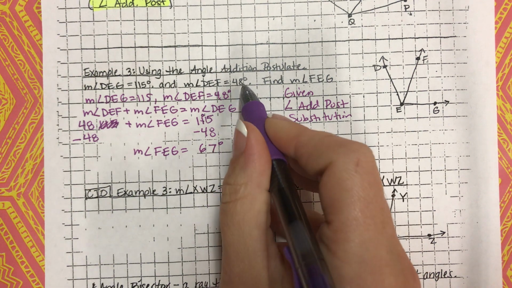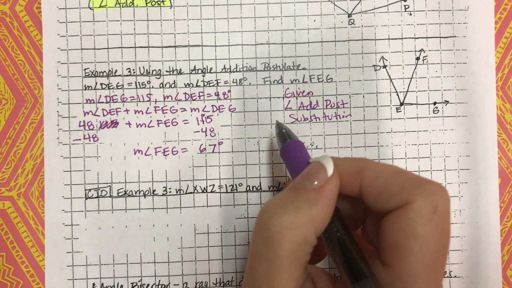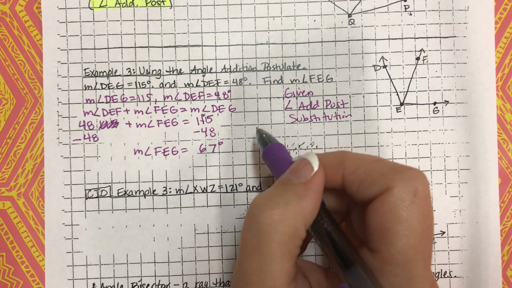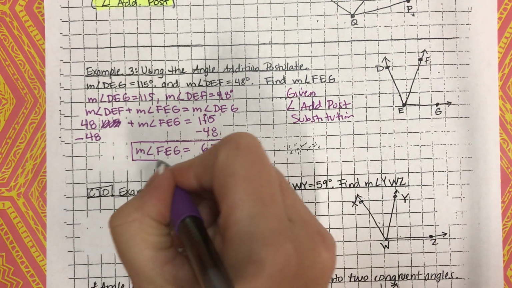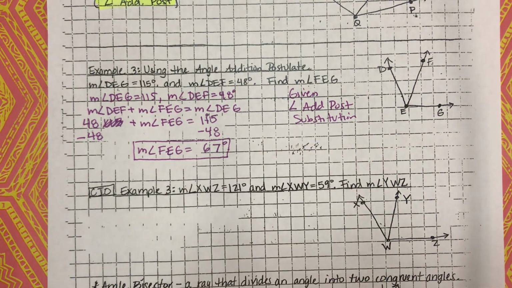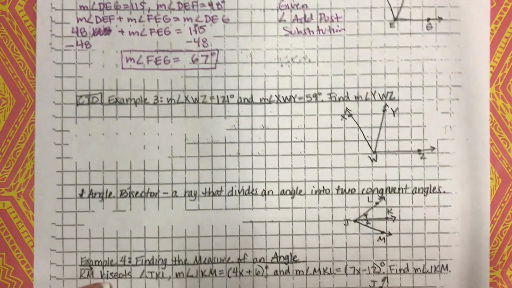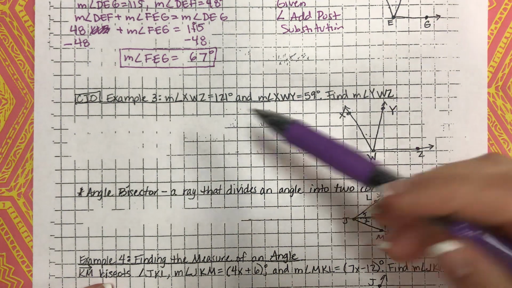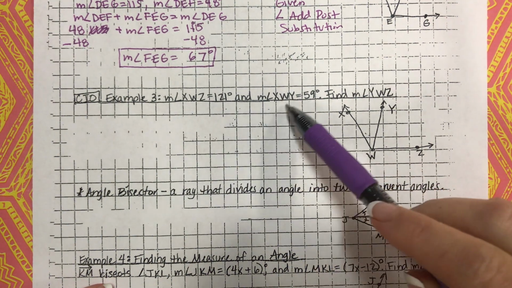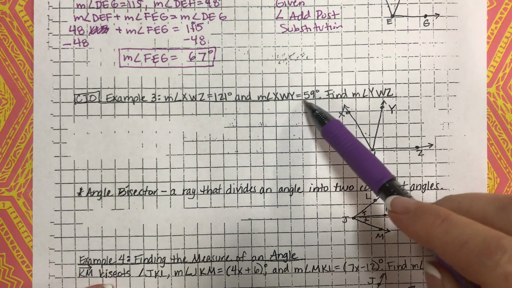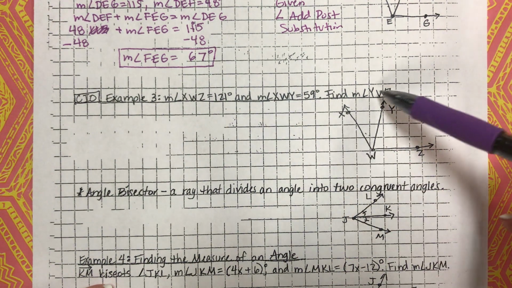And if you take 67 added to 48, you should get 115. And yeah, that's true. So there you go. That's how that one works. Let's go ahead and try this again down here. So check it out. Example 3, measure of XWZ equals 121 and measure of XWY equals 59. Find the measure of YWZ.